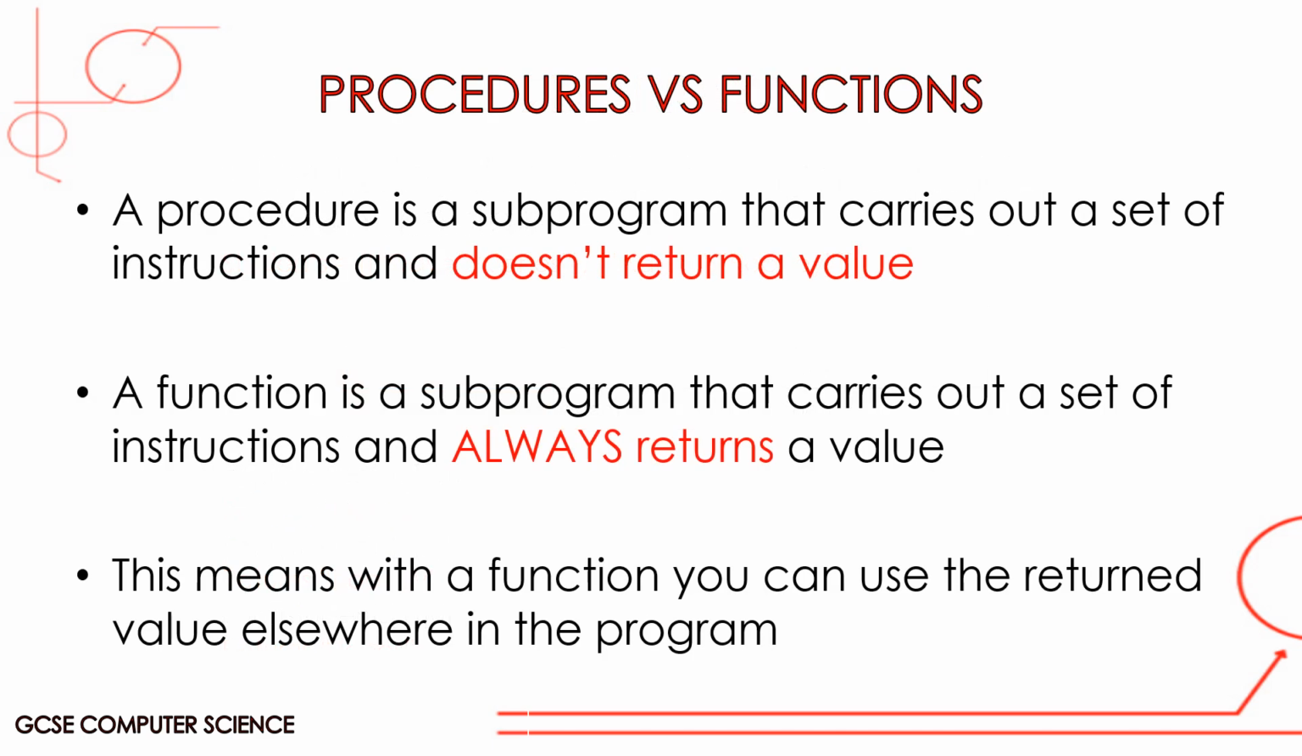Now we look at procedures and functions. A procedure is a subprogram that carries out a set of instructions and does not return a value. A function is a subprogram that carries out instructions and always returns a value. This means with a function you can use the returned value elsewhere in the program. With a procedure, it will just do the instructions and that's the end of it.